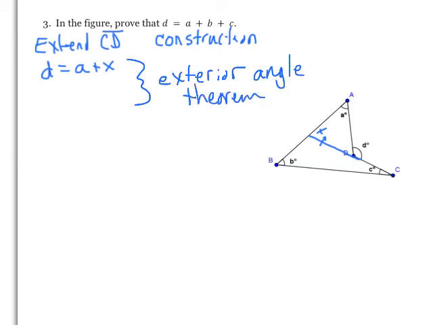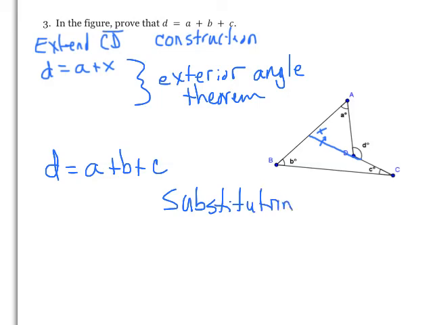And then think about what you have, and what is my next reason going to be to finish this up? Because I can now write that D is equal to A plus B plus C. So if you saw that and you said substitution property, you would be correct. So we're going to work on more of these in class because it just takes practice to understand what to do, and it's kind of tough to start off, but we'll keep working on it. And again, we're going to work on more of these in class.